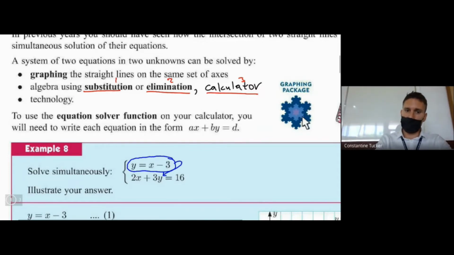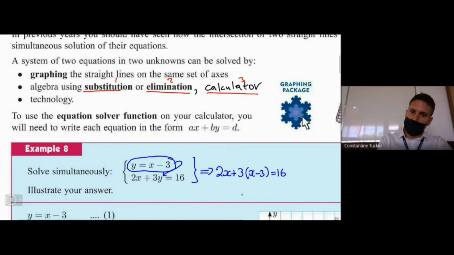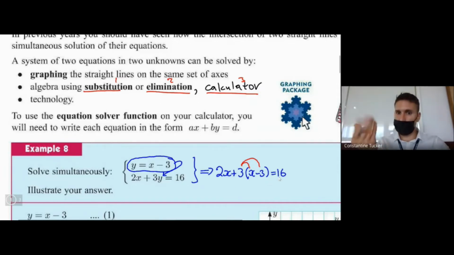So what would that give us? We can get rid of the first one now and say we will have 2x plus 3 times x minus 3 is equal to 16. Now we will expand the brackets, but firstly, let's notice there's no y here, which means we have an equation which only has that x, so we can find x by solving this.